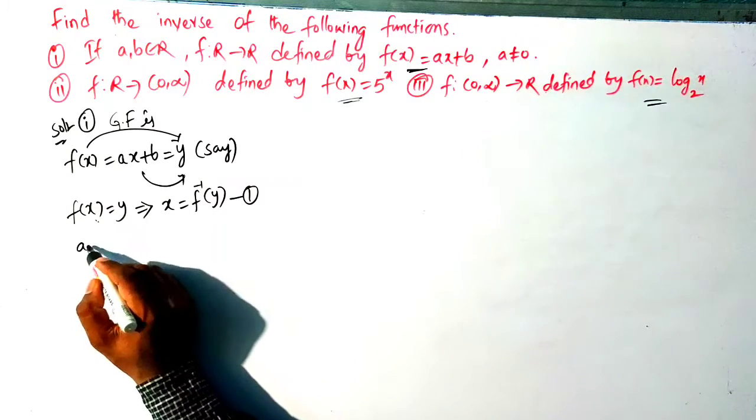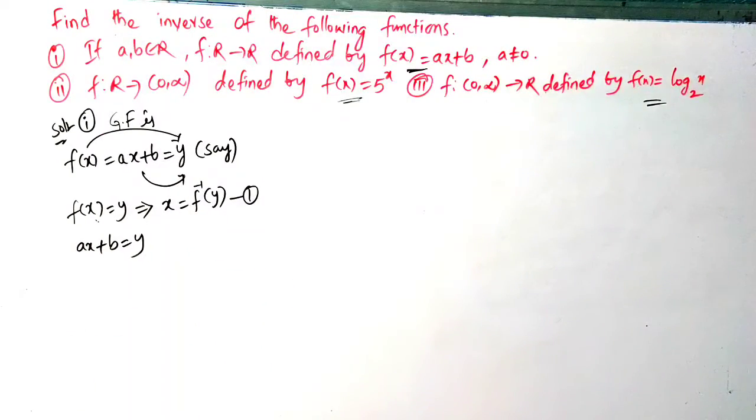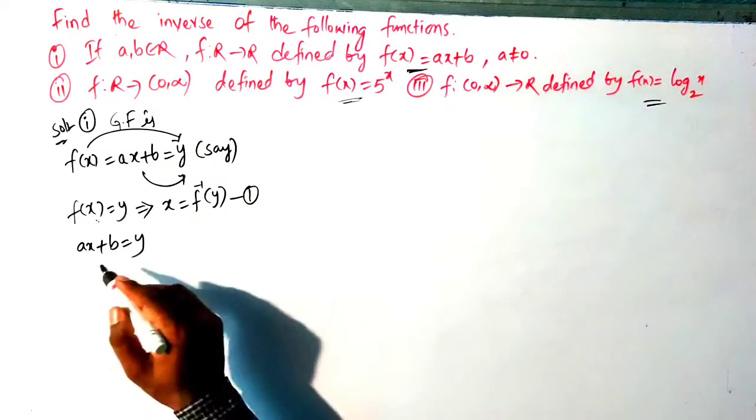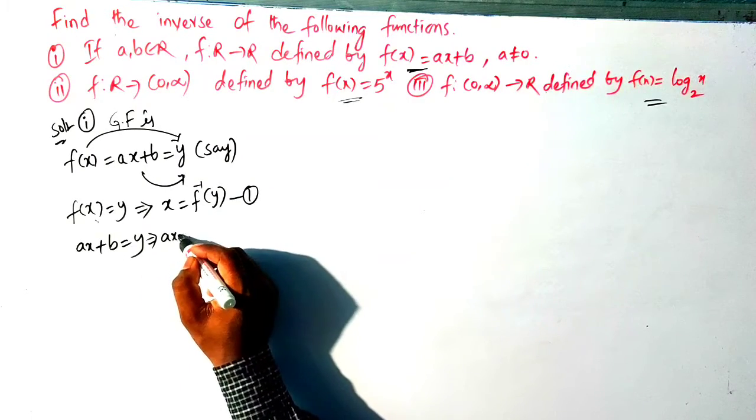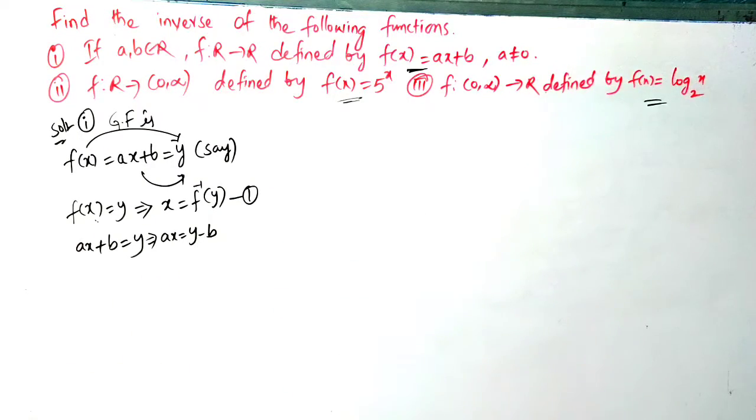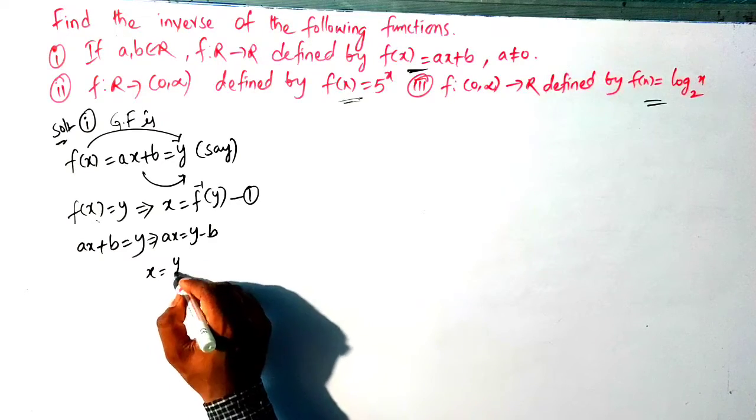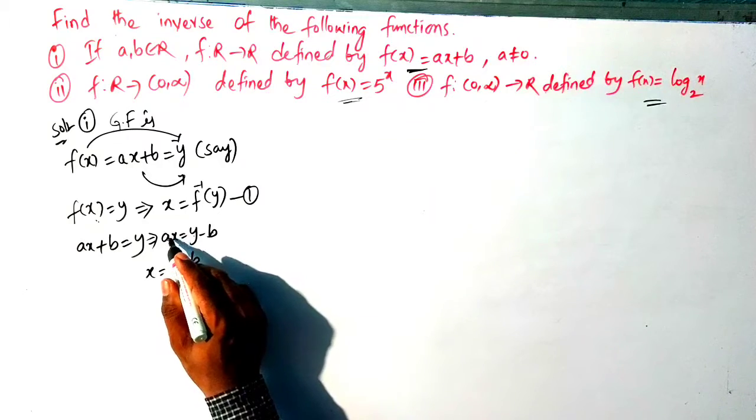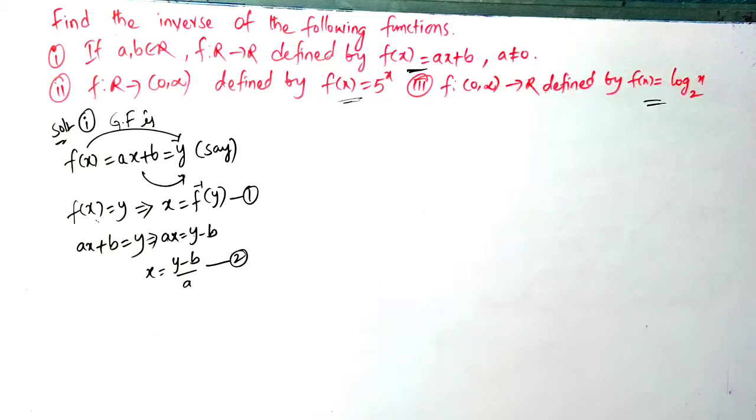Now ax plus b equals y. The first condition is nothing but f of x equals y, which gives f inverse of y. Now the second one: ax plus b equals y implies ax equals y minus b. So x equals y minus b divided by a, since a is multiplying, we take it to the other side. This is equation number 2.